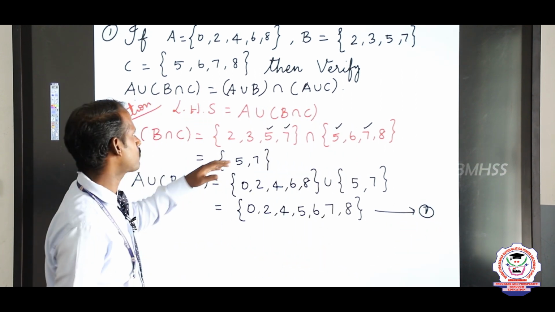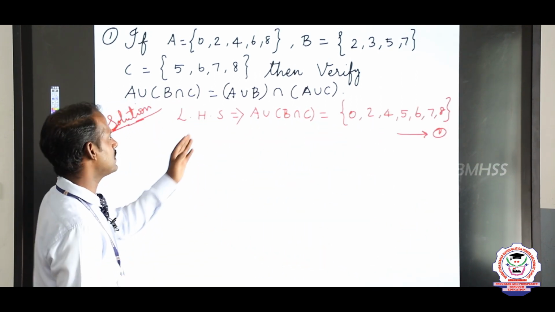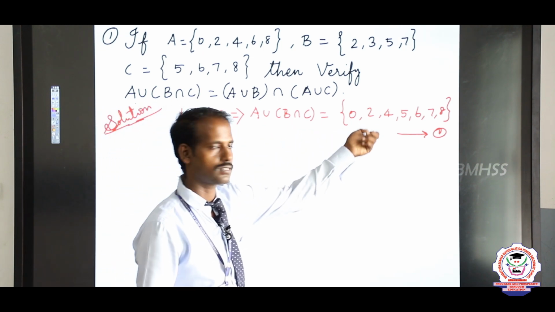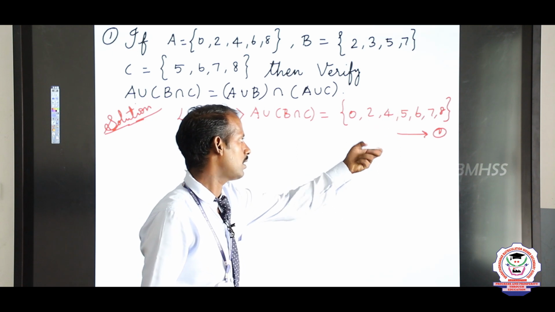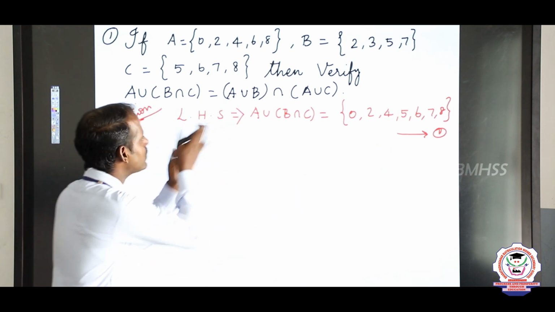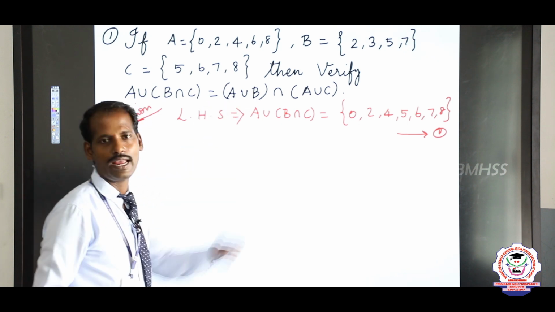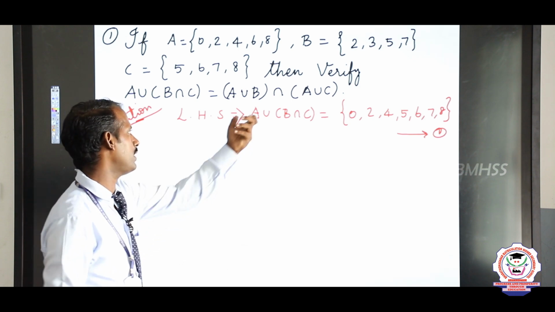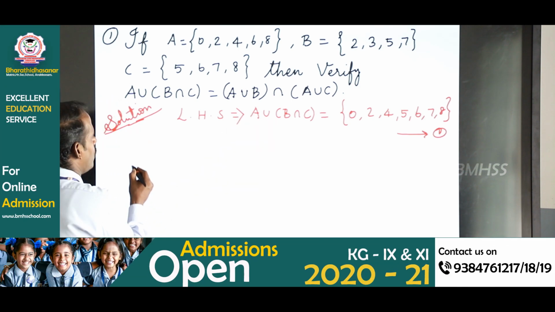So LHS, A union B intersection C, is equal to 0, 2, 4, 5, 6, 7, 8. This is the first equation. Then I will explain the RHS side. What is the RHS side? A union B and A union C. First you have to find A union B, then A union C.